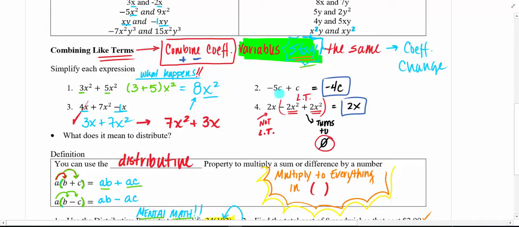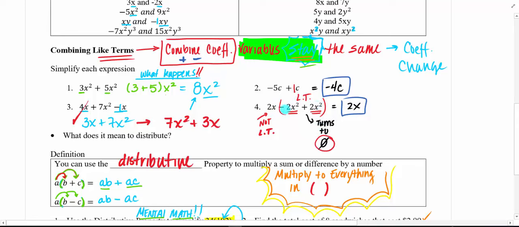All right, so here's a couple other quick examples. Negative 5c plus 5c, like terms. The c's are exactly the same. This has an imaginary 1 in front of it. So 1 and negative 5 makes negative 4. The variable stays the same. You're like, whoa, Mr. Hallam, look it over here. We've got a couple like terms and a non-like term. That's perfectly fine. The like terms you can see are identified here in parentheses.